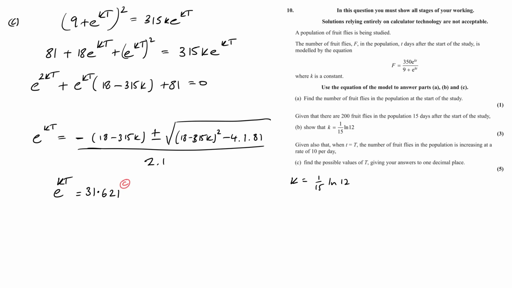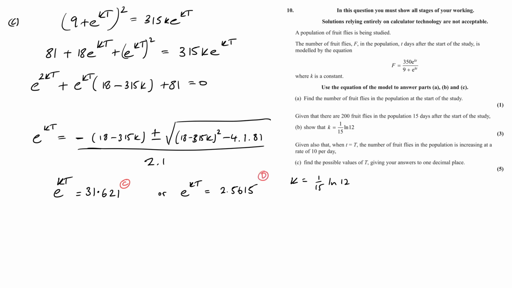I'll pop these in red here. Don't worry about them, that's for my reminder. Or e to the kT equals minus b minus the square root of b squared minus 4 times 81, over 2, and that is 2.5615. Now from here we need to work out the value of t. I'll store this one as d, so I can work on it.